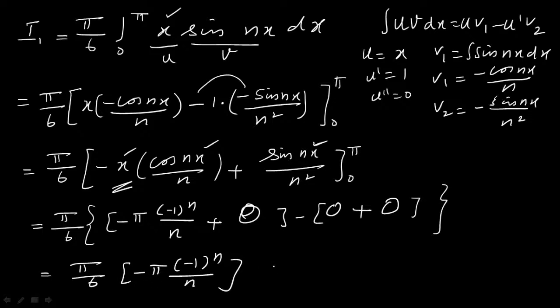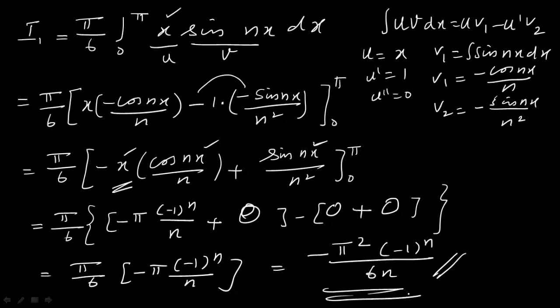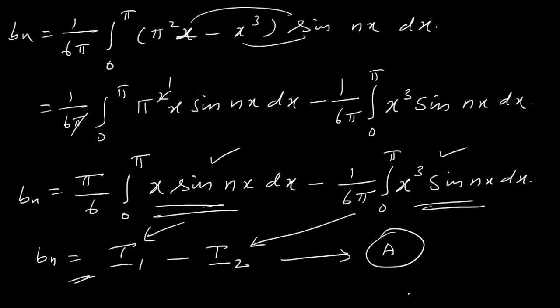So that is equal to minus pi square times minus 1 whole power n divided by 6n. This is your I1. Okay, we calculate the first integral. So we calculate this first integral value. So the first integral value we calculated. What do we do next?